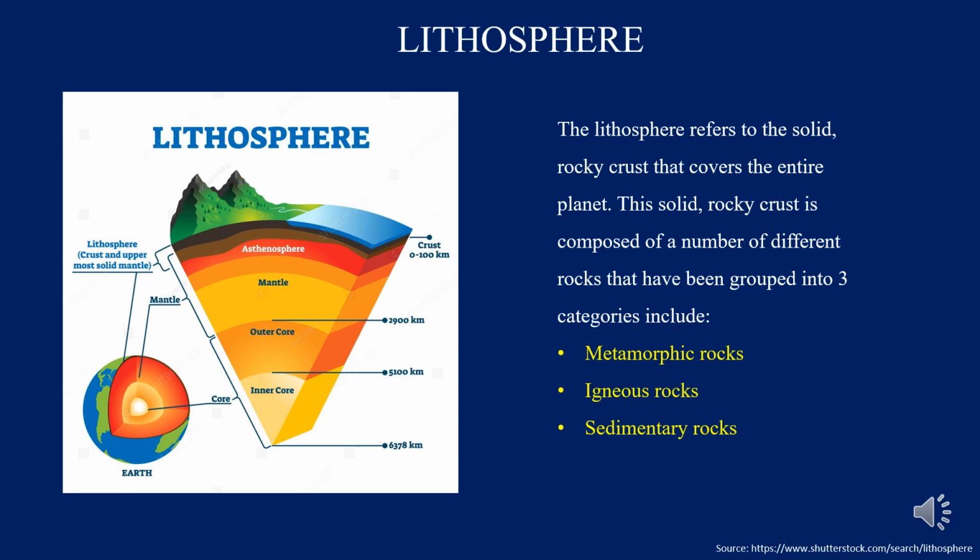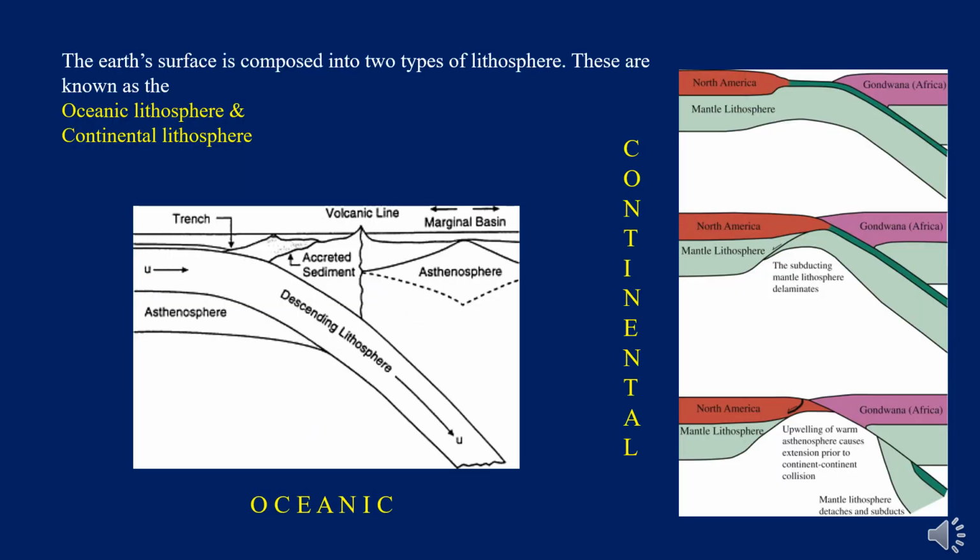And the lithosphere includes a various number of different landforms such as mountains, valleys, rocks, minerals, and soil. It is constantly changing due to forces and pressures such as the sun, wind, ice, water, and chemical changes. The Earth's surface is composed of two types of lithospheres. These are known as the oceanic and continental lithosphere.